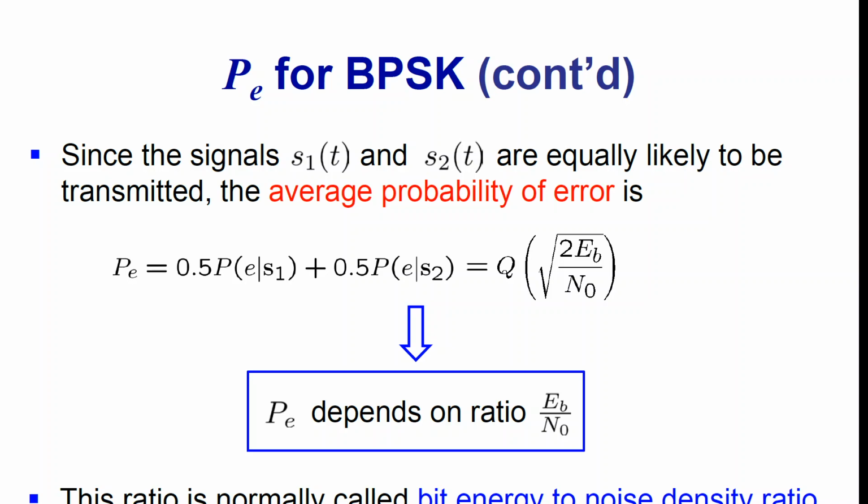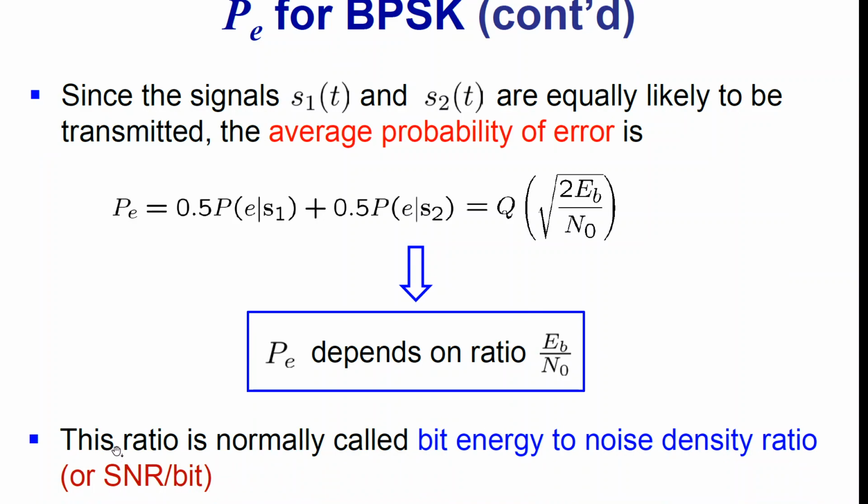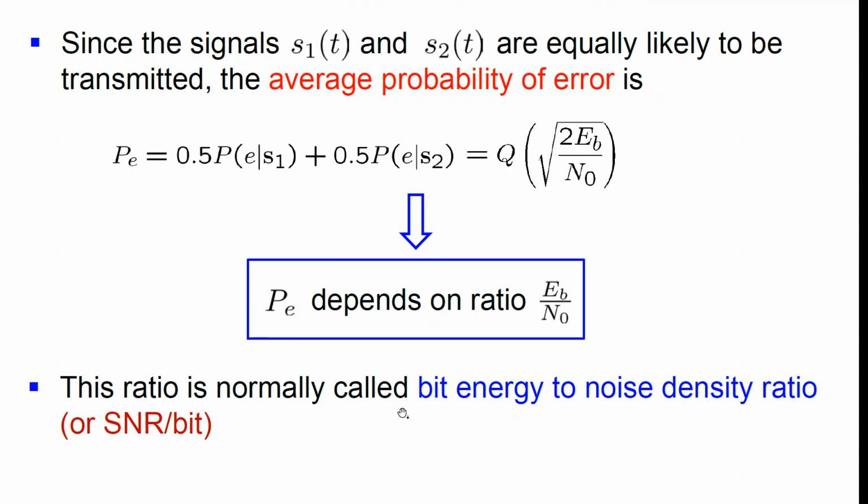Another important observation is that the probability of error depends on the ratio EB by N naught. EB by N naught is actually energy per bit, signal energy by noise, or it is something called SNR, EB by N naught. Or more correctly, this ratio is called bit energy to noise density ratio, or SNR per bit.